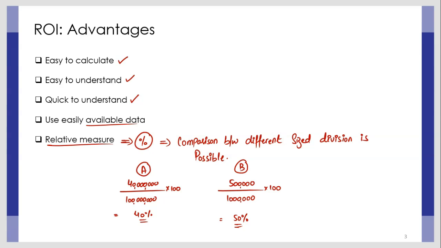So as return on investment is a relative measure, it is expressed in percentage. You can compare ROI of a small size organization with the ROI of a large size organization. Because here we are comparing percentage, not the amount. Remember, amounts are not comparable. We cannot compare 500,000 with 40 million. But we can compare the percentage, right? So these are the basic advantages of ROI.